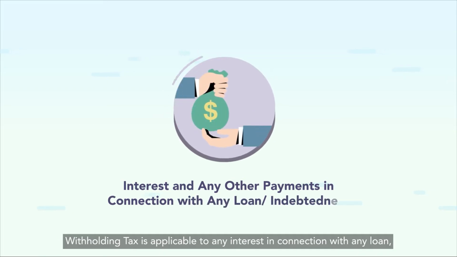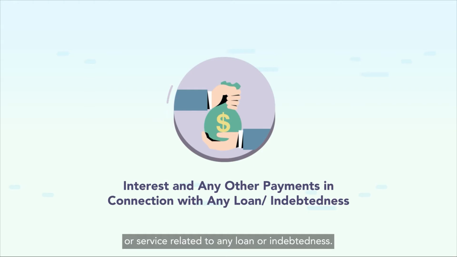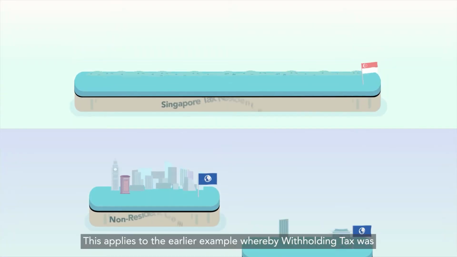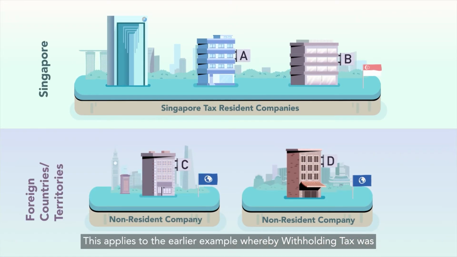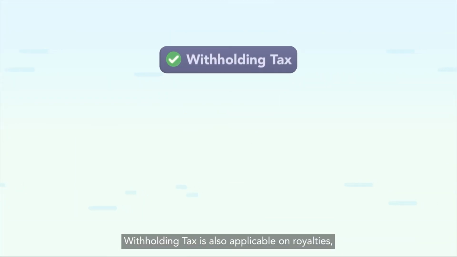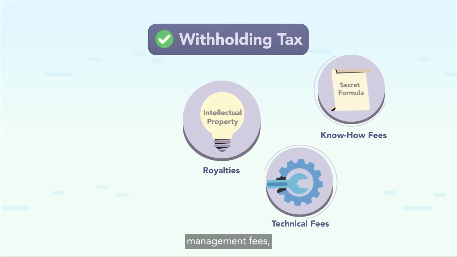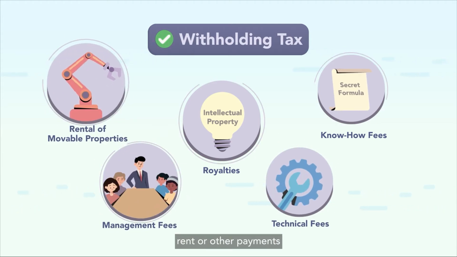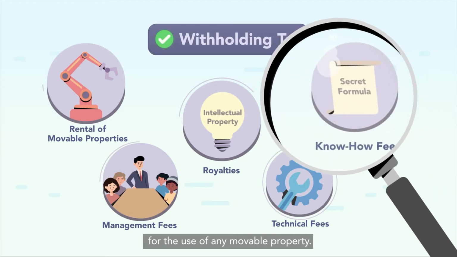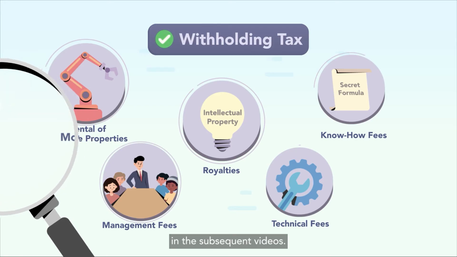Withholding tax is applicable to any interest in connection with any loan, indebtedness, or any arrangement or service related to any loan or indebtedness. This applies to the earlier example whereby withholding tax was applicable on the interest payment made to non-resident Company C. Withholding tax is also applicable on royalties, know-how fees, technical fees, management fees, rent, or other payments for the use of any movable property. We will go through each of these payments in detail in the subsequent videos.